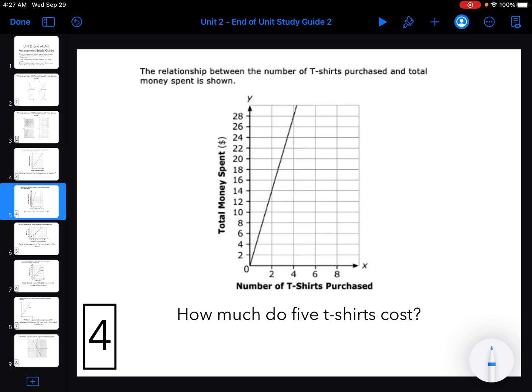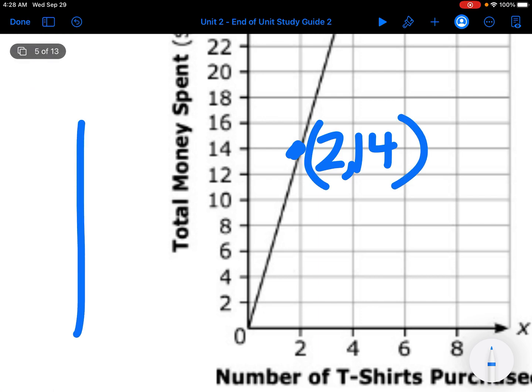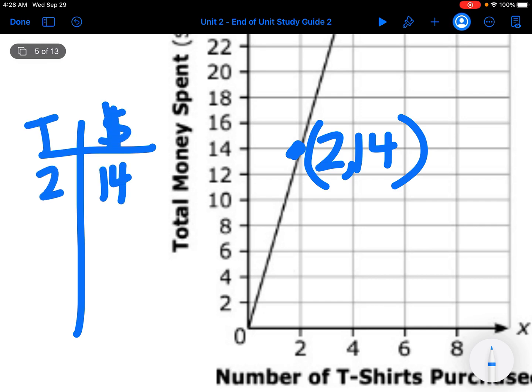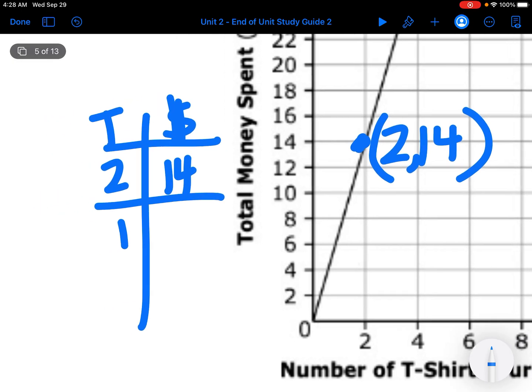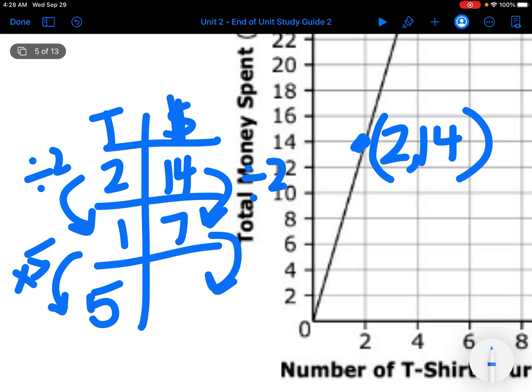How much do 5 t-shirts cost? So I know that 2 t-shirts cost $14. I want to figure out what 1 t-shirt costs, so I'm going to divide by 2. I get 7. So I want to know what 5 t-shirts cost. And I get 35.